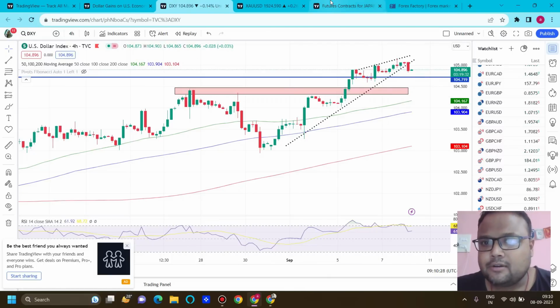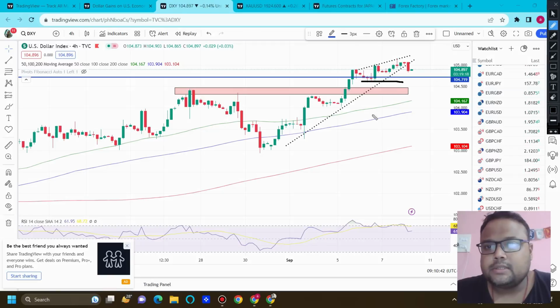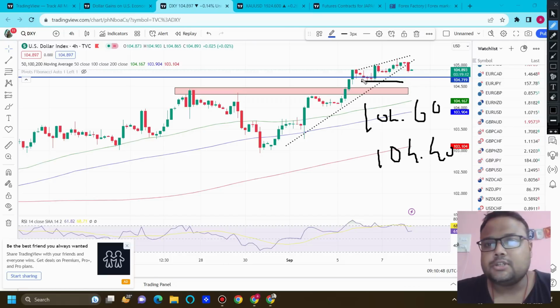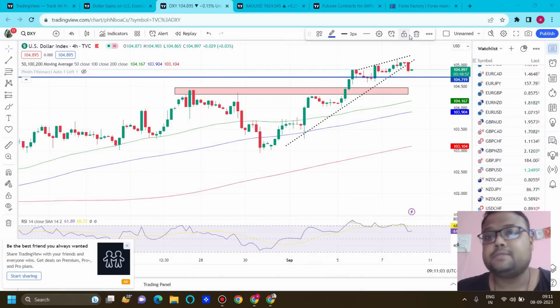If the market comes down, we have a support around 104.60 to 104.40. This is a whole support zone on the chart of DXY. If the volatility of the market remains like this, then obviously the market will not be going for a deeper retracement. In that case, you can expect that DXY will bounce from this range only, but otherwise there is a chance that the market will be going for some retracement finally.